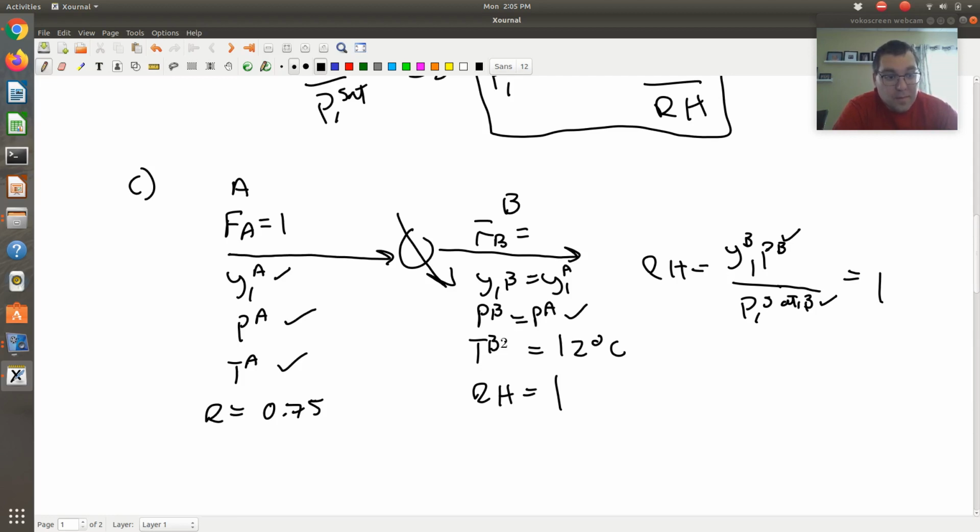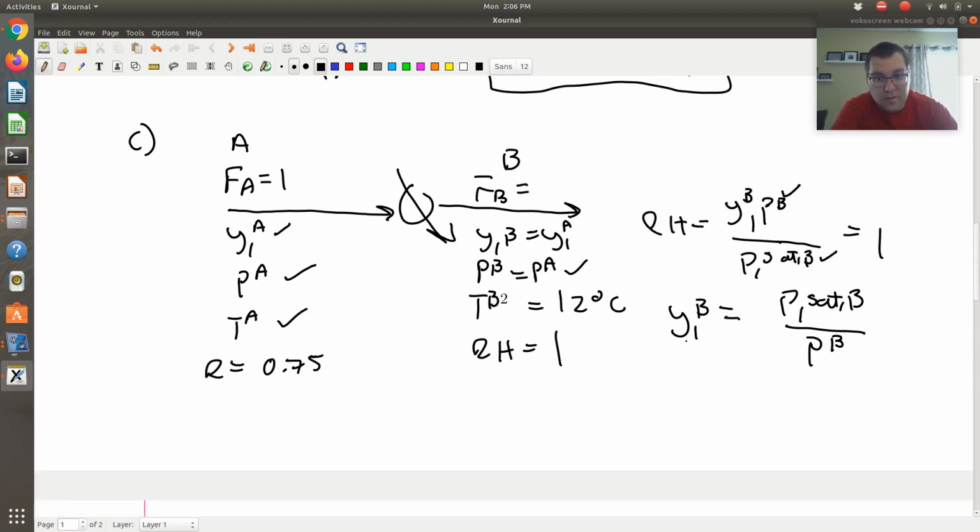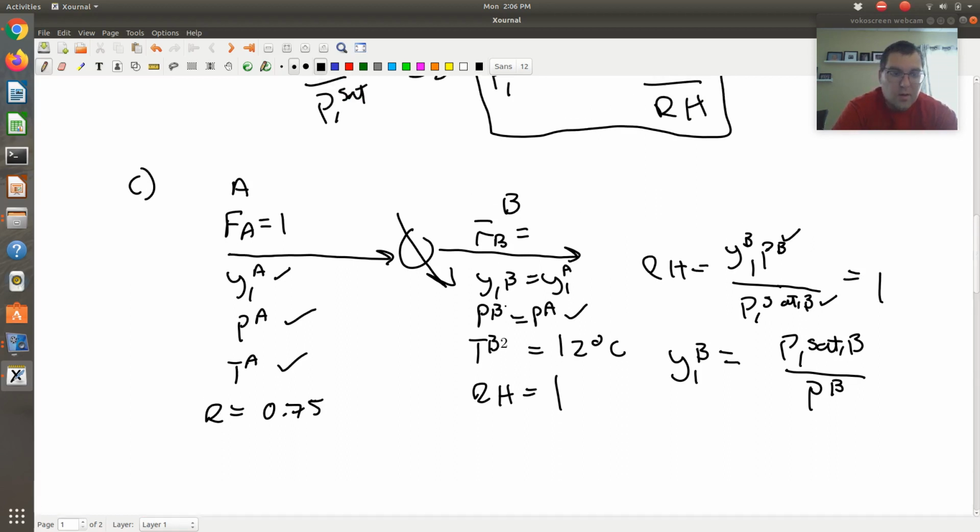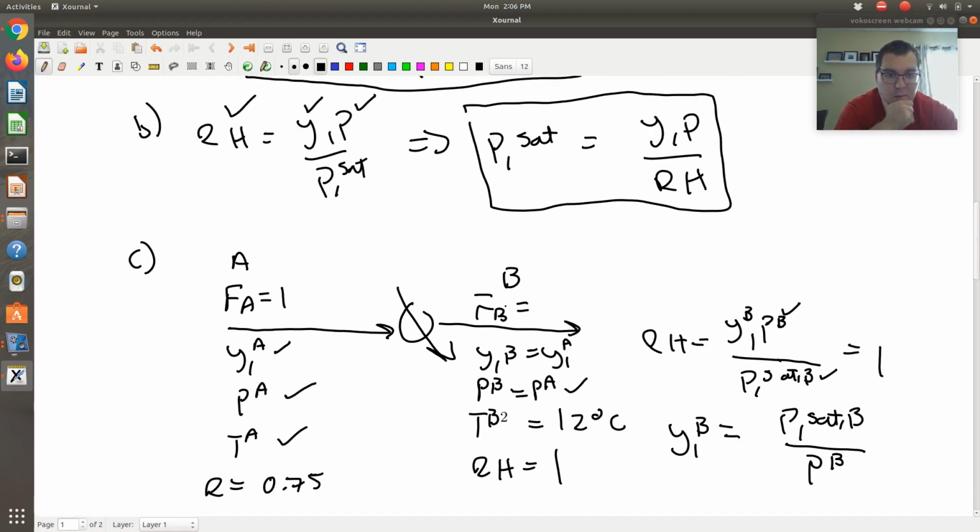But to solve for Y1B, it would be equal to P1 sat at B at 12 degrees C over PB. So if I cool it down to 12 degrees C, here will be the vapor composition of water in my vapor stream at saturation. And so then if I want to solve for FB, how do I want to, how am I wording this now?